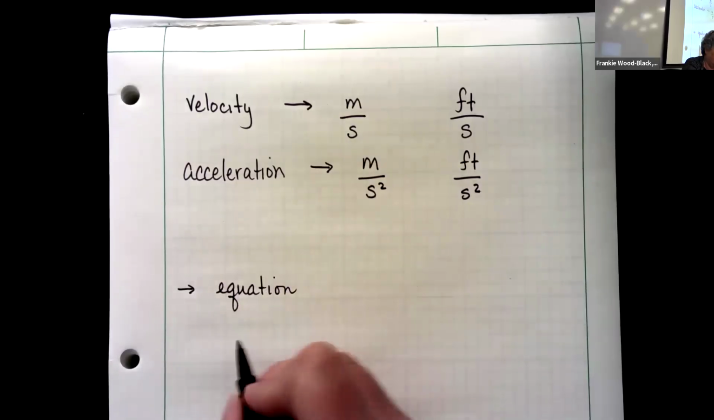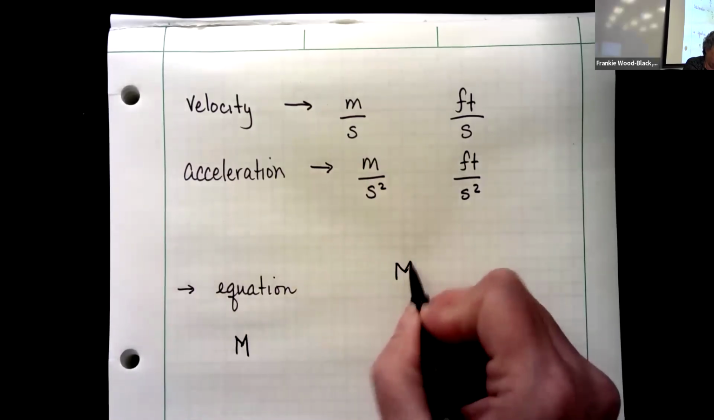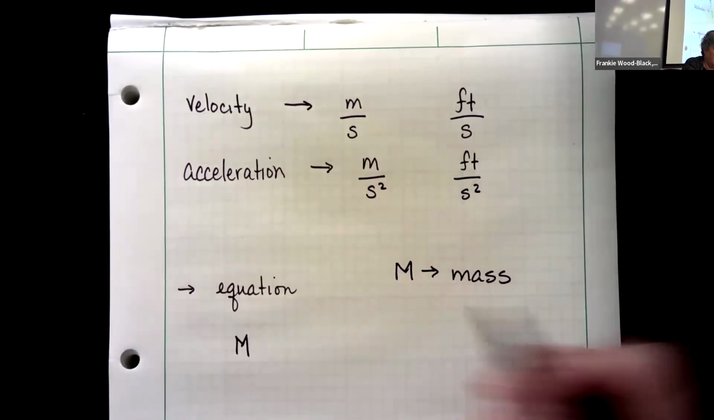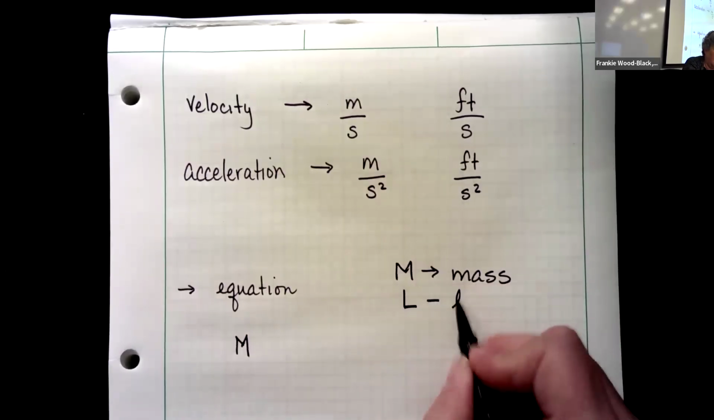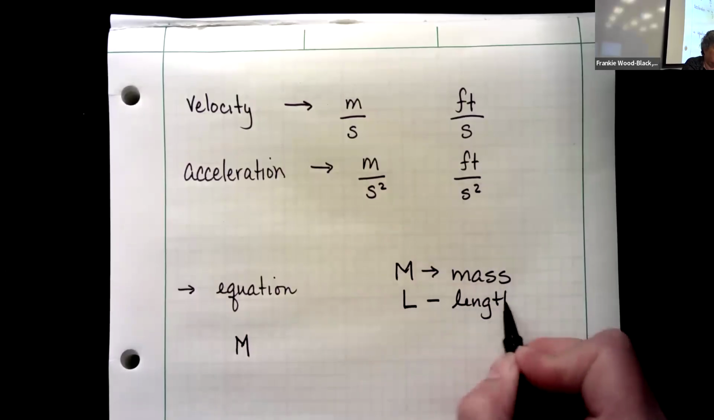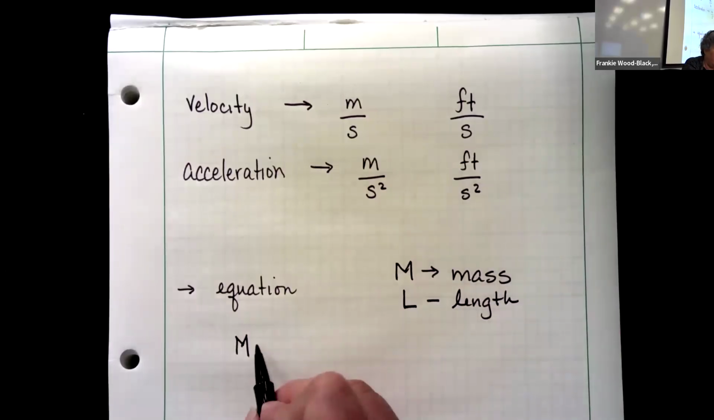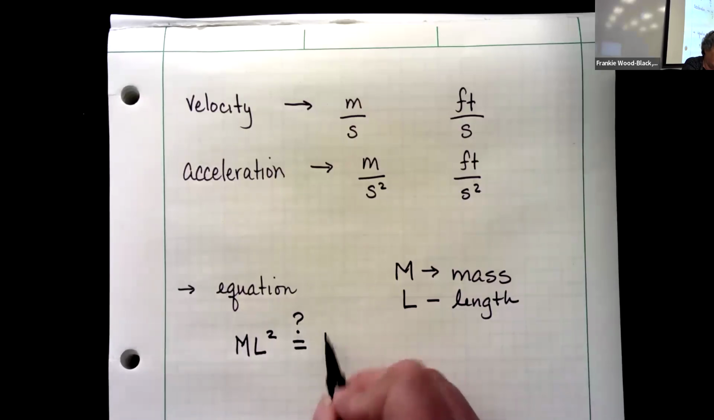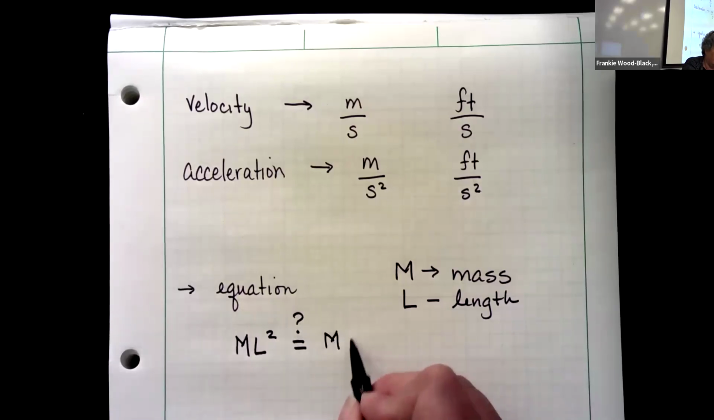And that equation is mass, and I'm going to use M meaning mass. And I'm going to use L meaning length. And you're going to have mass length squared is equal to, and we're going to do a question mark. And we're going to say mass times velocity.